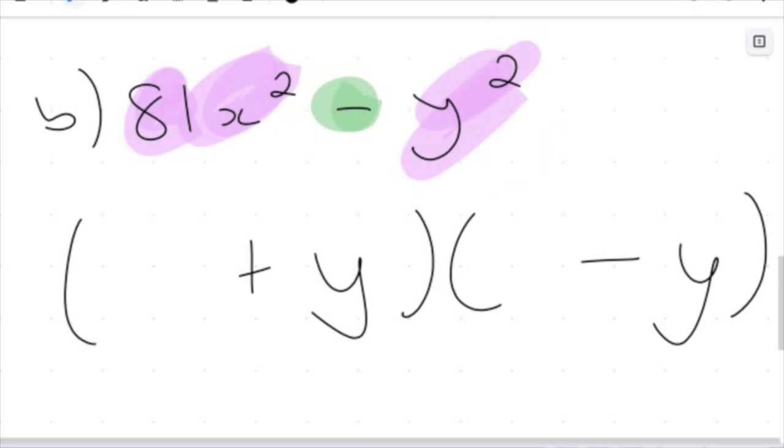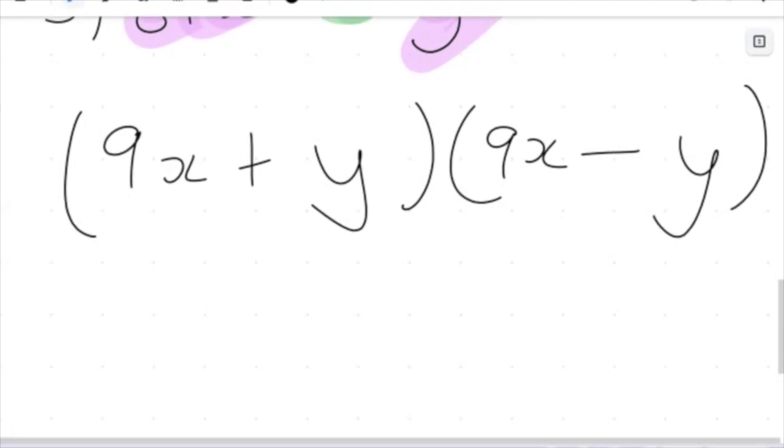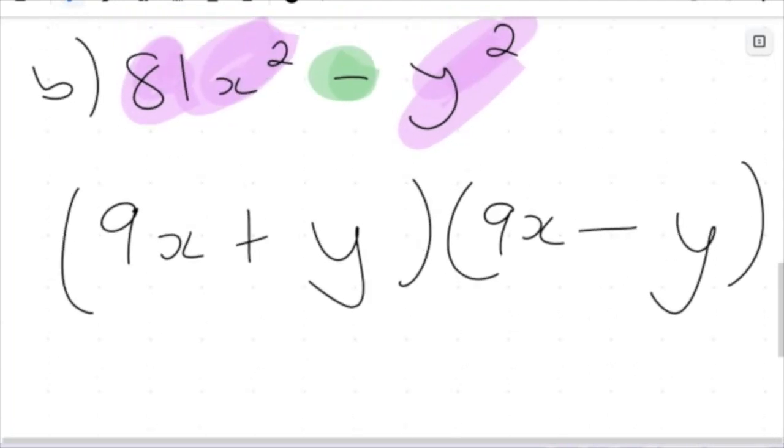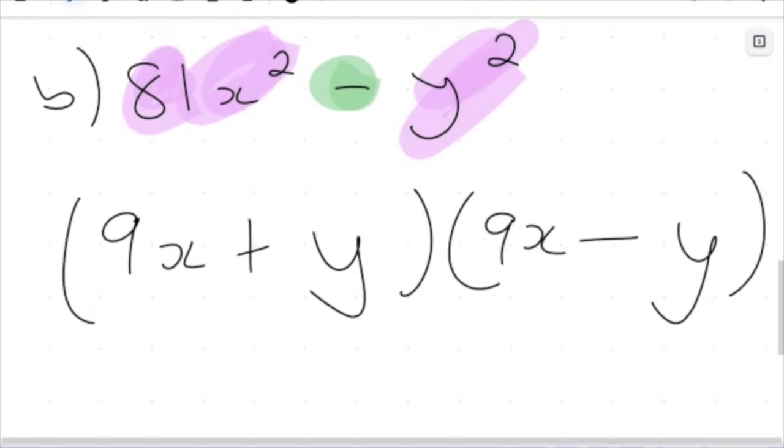Now the next thing I want to do is find the square root of 81x squared. Now this is a little trickier, but it's not too bad. x squared, we get that from multiplying x by x. And what two numbers multiply to give me 81? What two of the same numbers? Well, that would be 9 and 9. And this is the factorized form of what we have in the expression up at the top.